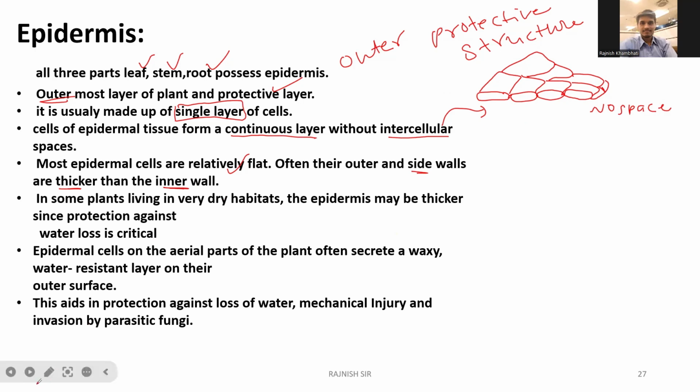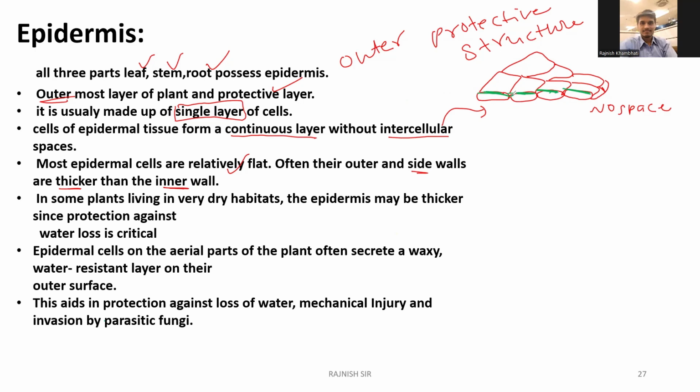See, I will use some other color to show this. Let me take green color. Okay, like outer wall means this is outer wall. So this outer wall will be thick. Why? Because it is outside. Its function is to protect, and that is why that wall is thick.